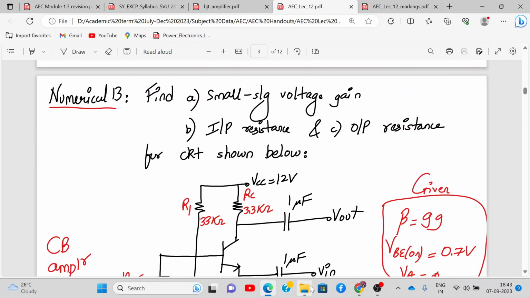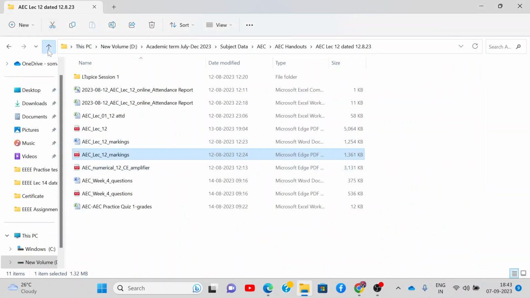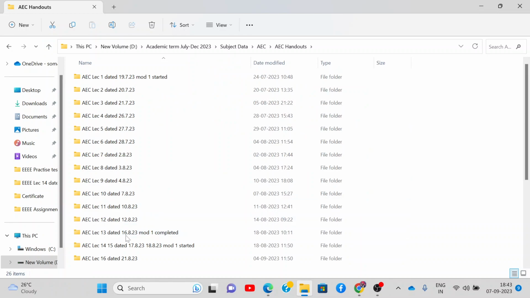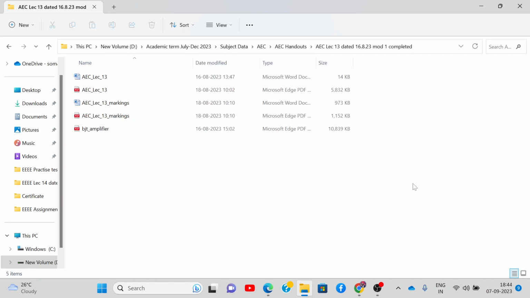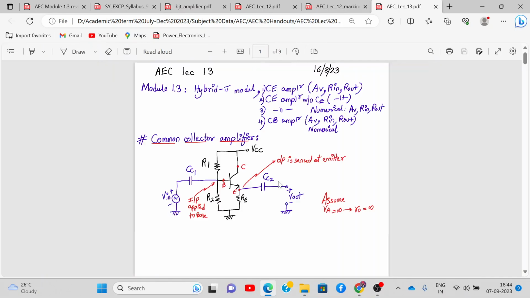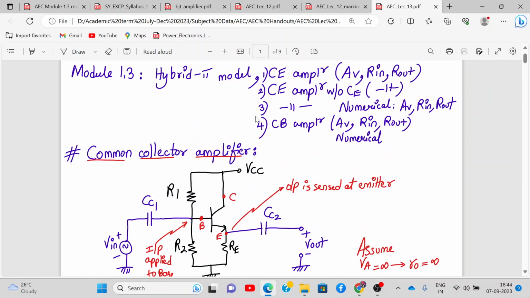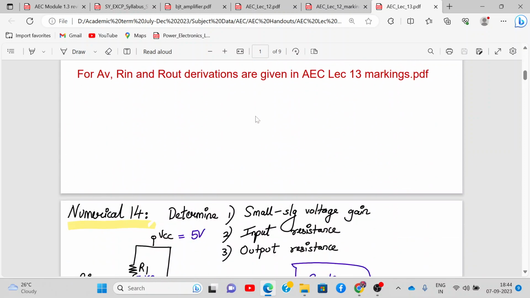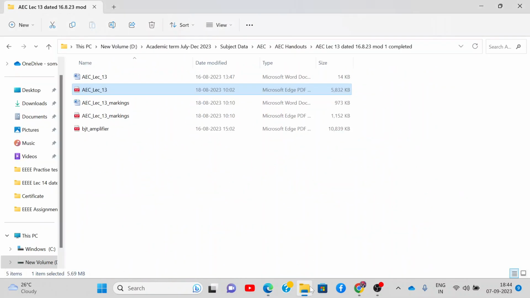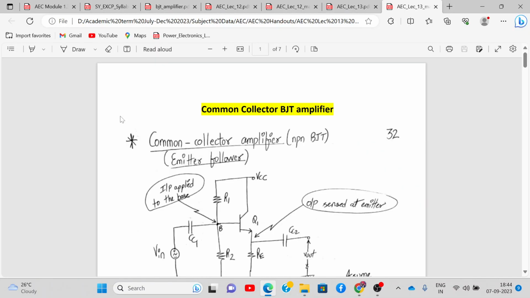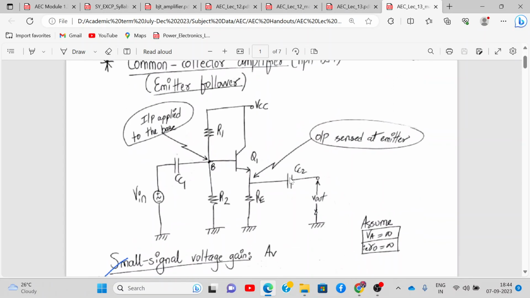I'm just describing it, that's it. And let me show you now the common collector. For common collector, the Rout derivations I have shown in the markings. Yeah, this is the common collector configuration.